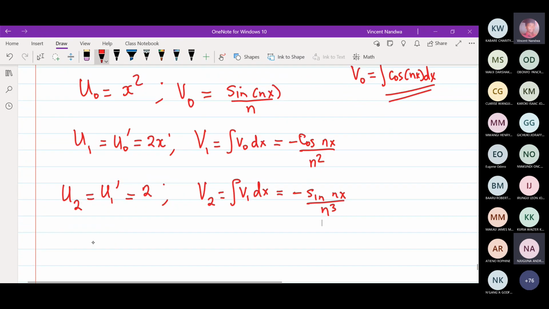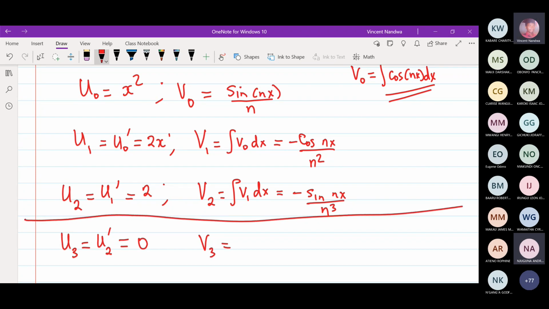Then u3 is the derivative of u2. That gives us 0. So because this is going to give us 0 and we'll need a product of u3 times v3, we don't even have to struggle with the v3, because at the end of the day, those things are not going to help us. From that point onwards, the products will always be giving us 0. So in fact, we don't have to calculate v3.